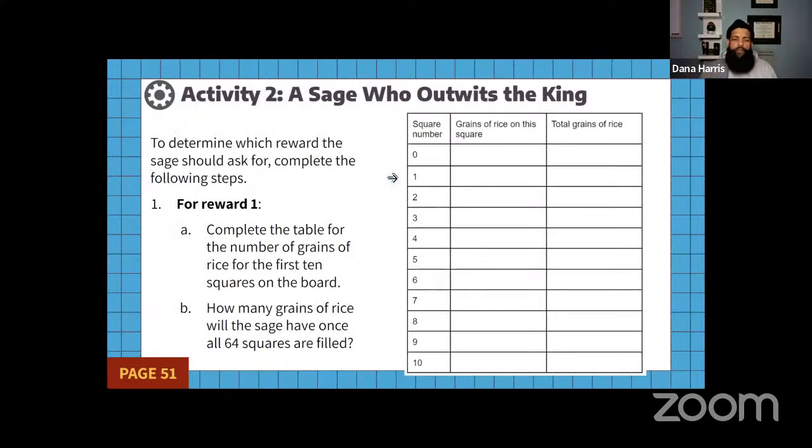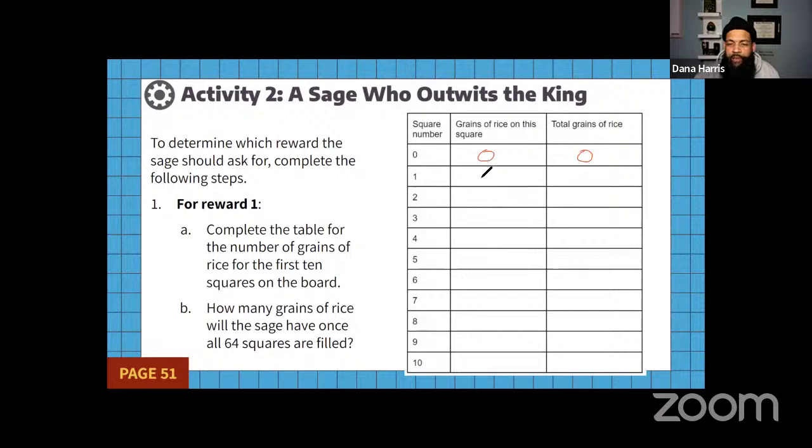So we want to know, for reward 1, we want to complete this table of values for the number of grains of rice for the first 10 squares. So what we want to start by doing is saying on the square number 0, there's no rice because there's no square. So it's a total of 0.